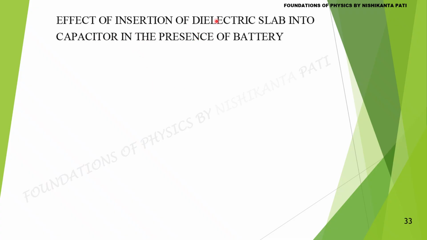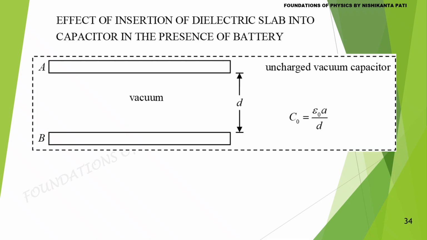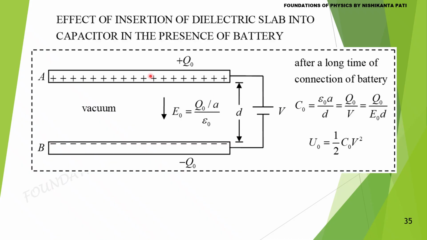We use dielectric in the capacitor. Why do we use it? What is the effect of dielectric on the capacitor? This is a vacuum capacitor, uncharged. The capacitance is epsilon 0 A by D. Now this vacuum capacitor is connected to battery. As a result, here the charge is Q0, here minus Q0. The electric field is now this much. The energy stored in the capacitor is this. The capacitance is this.